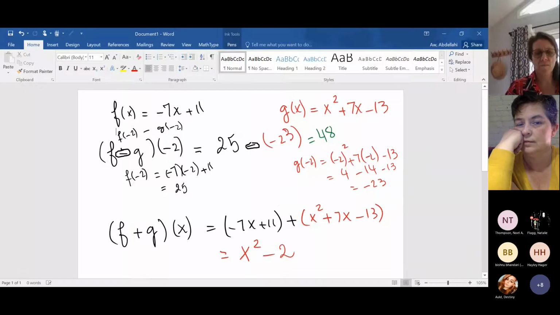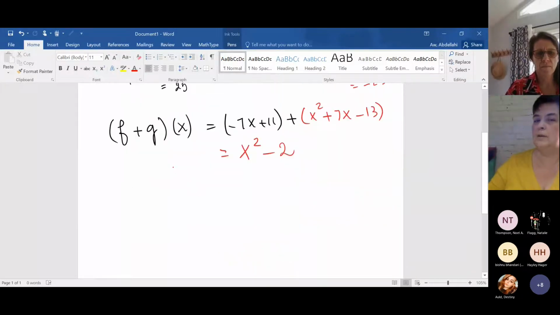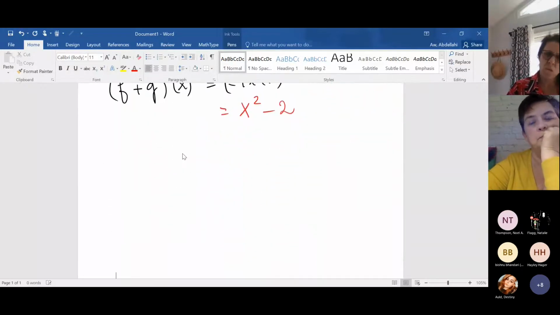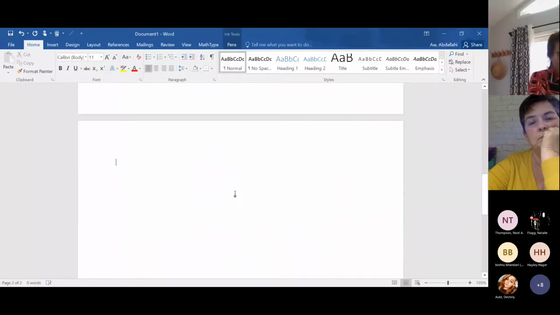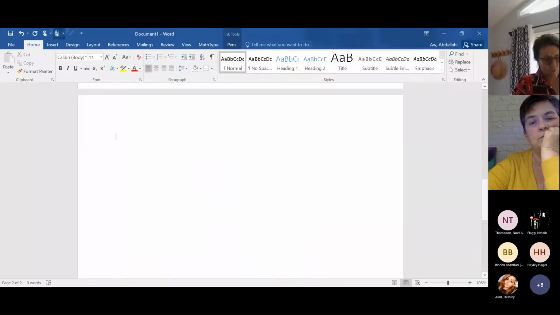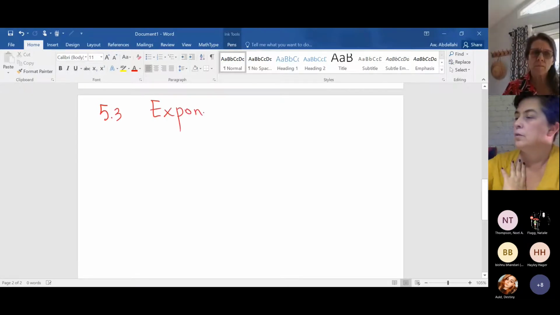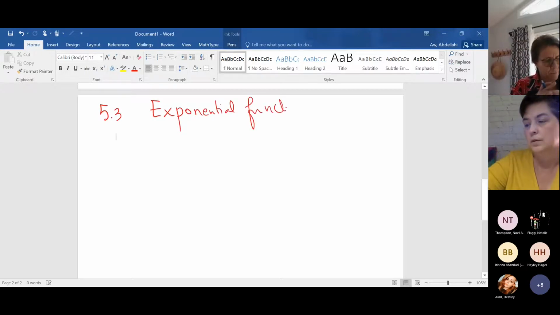Okay. All right. So that was a quick review before we move on to the next one right here. And the next section is about exponential functions and equations. So we're going to see a new type of functions, right? That's 5.3. Exponential functions and equations.